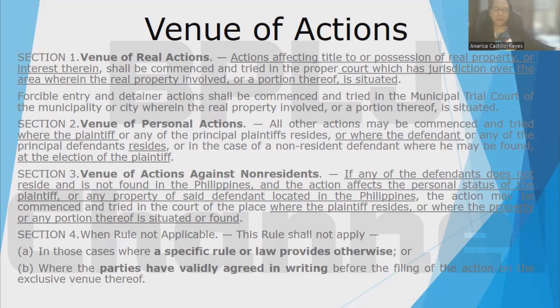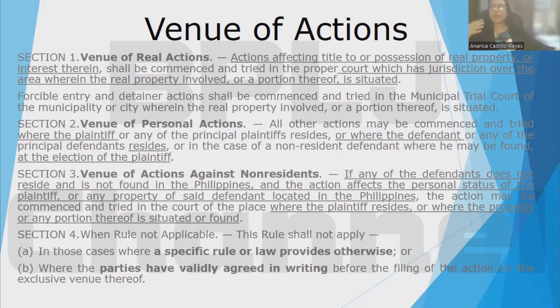It must be emphasized that jurisdiction is different from venue. Jurisdiction is generic, in the sense that when the law confers jurisdiction upon a certain court, it confers the general power to try, hear, and decide those cases.